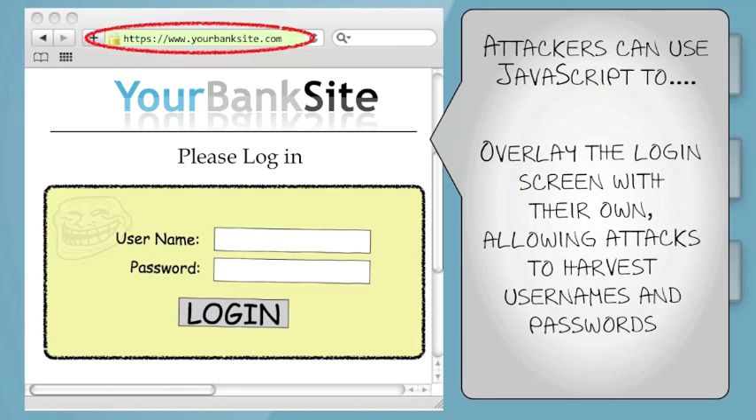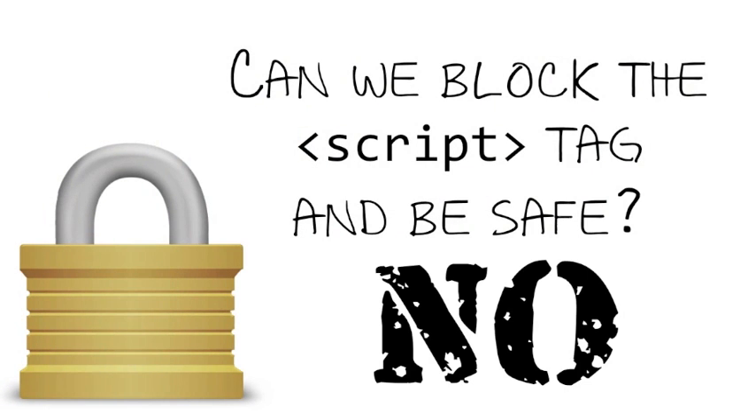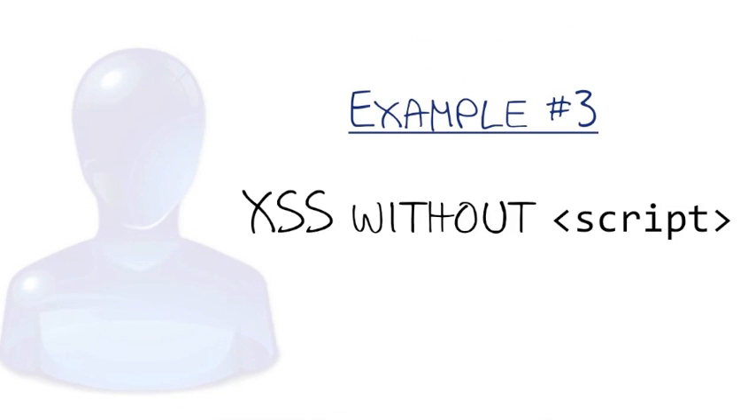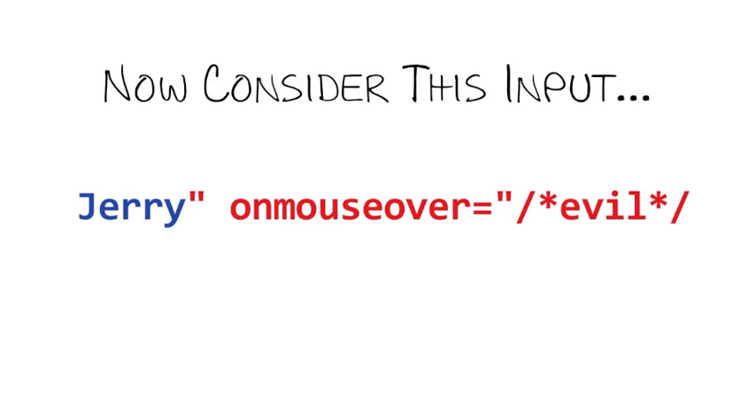Now, at this point, people often ask if we can simply block the script tag and remove the XSS threat. The answer, unfortunately, is no. Example number 3 illustrates an XSS attack without the script tag. Imagine a guestbook application that prompts a user for their name and then generates a web page, putting the user's name in a text box. A legitimate user will type in their name, send it to the web server, which is then inserted into the text box's value attribute. Now imagine a malicious user who enters their name, followed by some HTML and JavaScript.